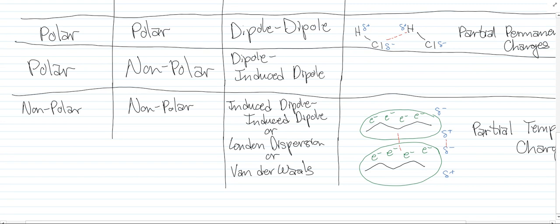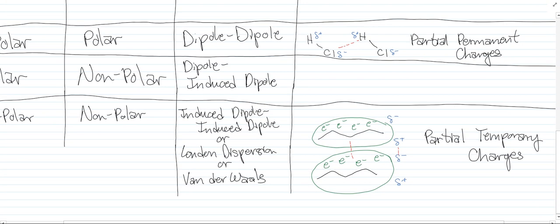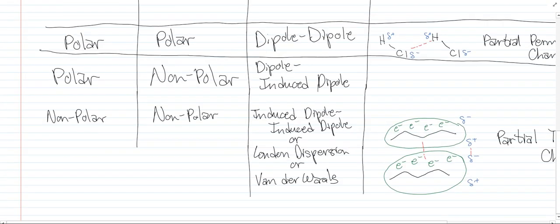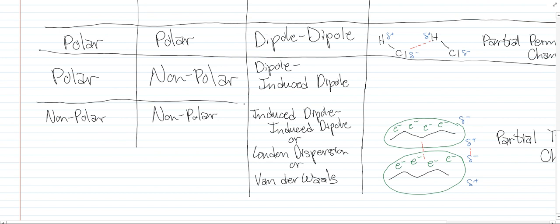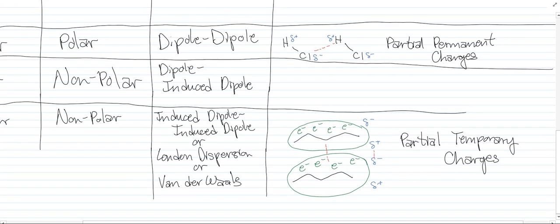Dipole induced dipole. Okay, so I can use this example right here. Sorry, I'm really OCD about these lines. Okay, so for example, if I had HCl, I'll draw those dipoles. And that HCl molecule came pretty close to my nonpolar pentane.